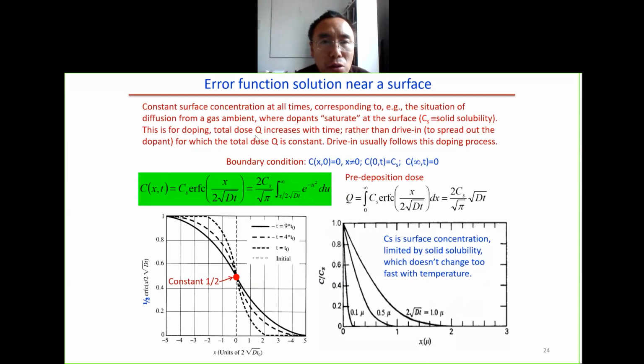So the total dose Q increases with the time, as we saw before. For the drive-in, we know that the total dose is constant. It just redistributes the dopant profile. Then the boundary condition will be, for time equal to 0, the dopant is 0. For time equal to t at the top surface x equal to 0, the dopant is constant, given by Cs.